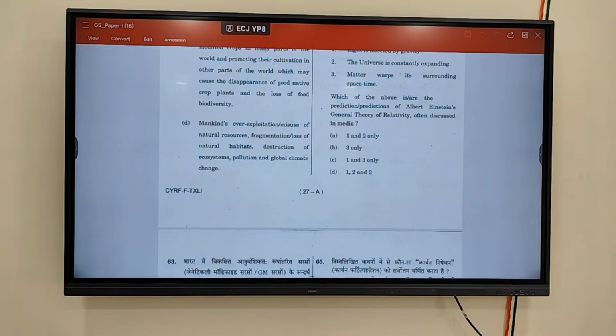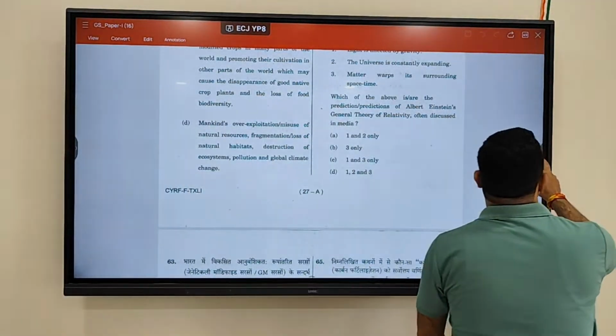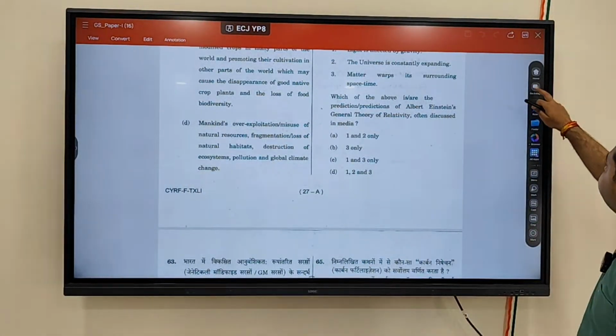So the first occurs in which period? Ordovician. The second occurs in which period? Devonian. The third occurs in which period? Permian. The fourth occurs in which period? Cretaceous. The fifth occurs in Pleistocene. And the current one we discussed is the sixth mass extinction. Fine. Any doubt regarding this particular part? So this is how the evolution of things has happened over a period of time.